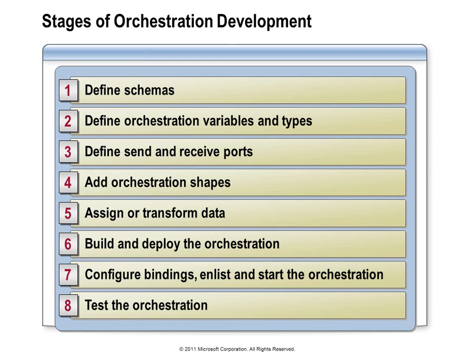Once your orchestration's assembly is deployed out to the runtime environment, you have a little bit of configuration that you need to do. You need to configure the bindings of your orchestration. So what that means is that you have to tell the BizTalk runtime environment how to match the logical send and receive ports in the orchestration to the physical send and receive ports that you see in the BizTalk administration console. Once you have the logical ports mapped to the physical ports, then you can enlist the orchestration.